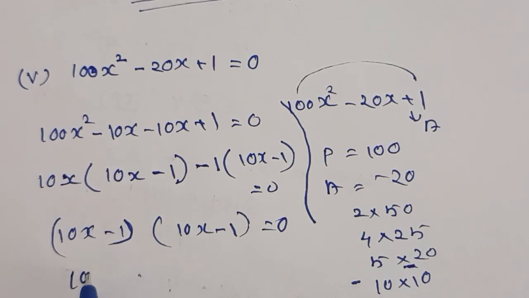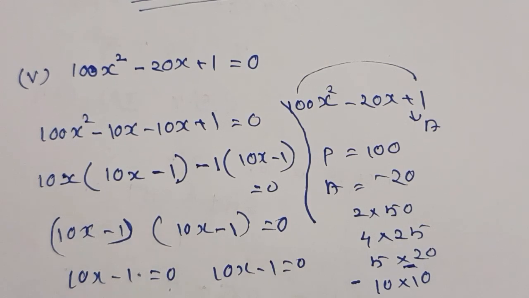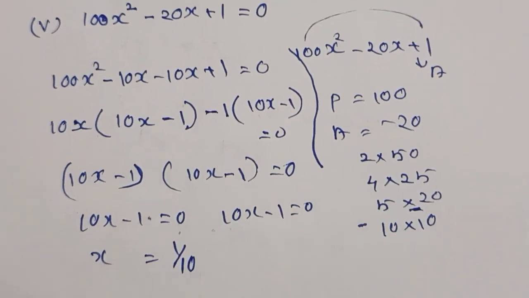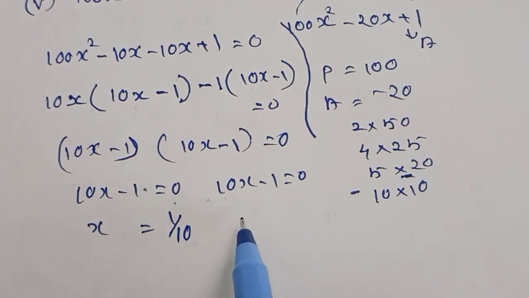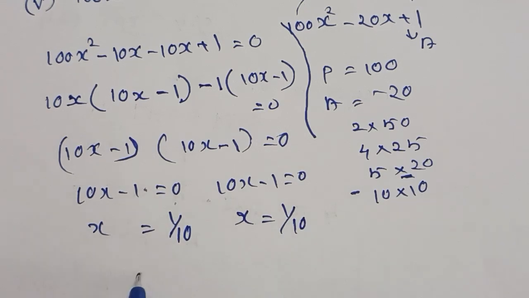Therefore, we get 10x minus 1 equal to 0, or second 10x minus 1 equal to 0. That is x equal to 1 by 10. Second, 10x equal to 1 or x equal to 1 by 10. So the solutions are 1 by 10 and 1 by 10 respectively.